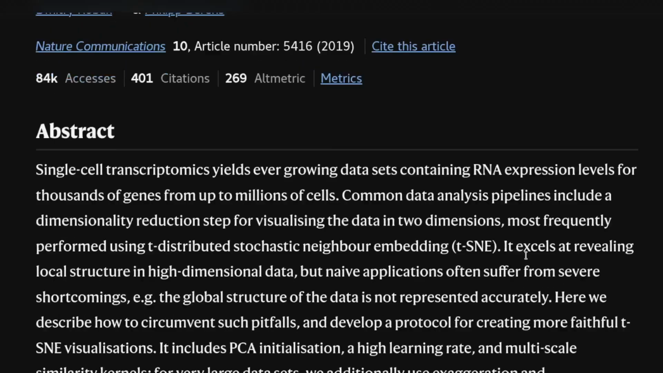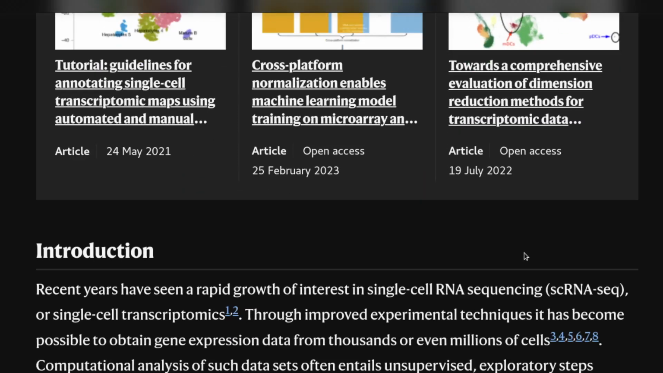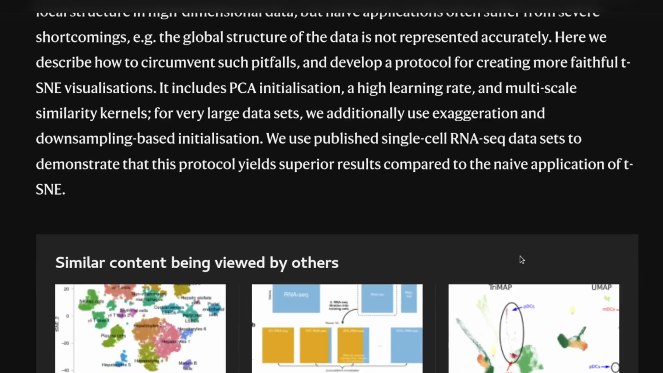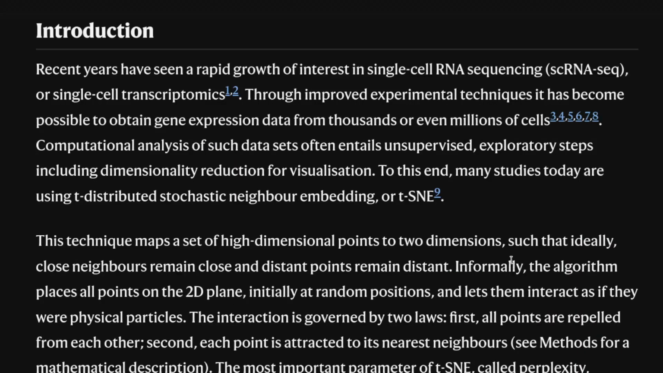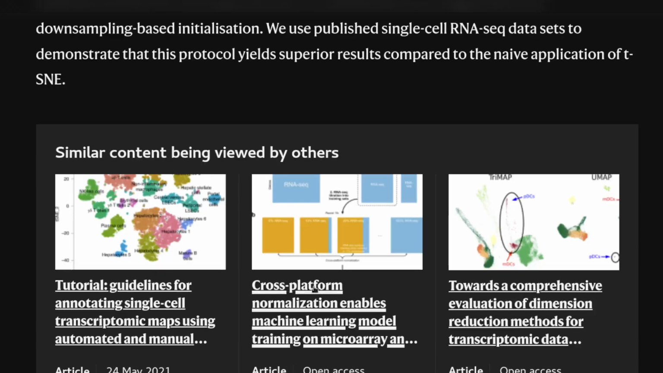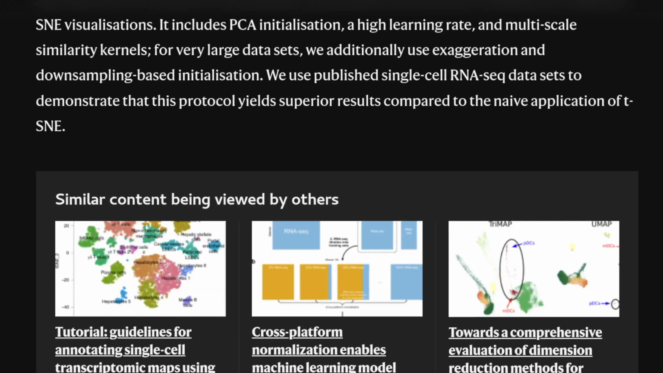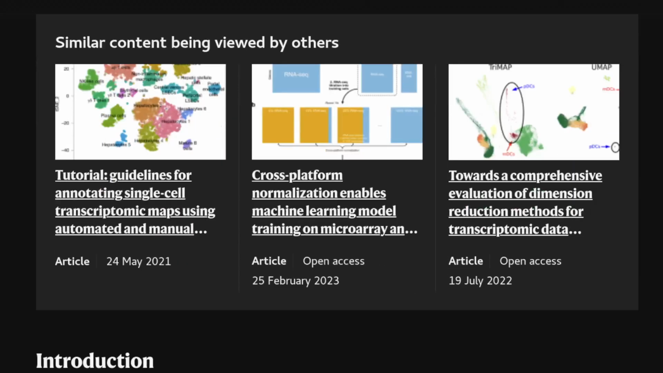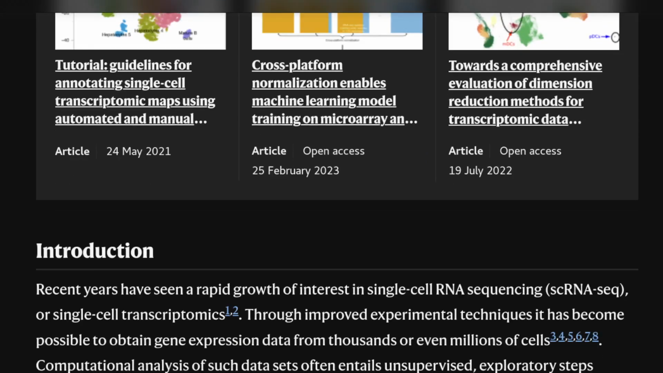Introduction. Recent years have seen a rapid growth of interest in single-cell RNA sequencing, RNA-seq, or single-cell transcriptomics. Through improved experimental techniques, it has become possible to obtain gene expression data from thousands or even millions of cells. Computational analysis of such datasets often entails unsupervised exploratory steps, including dimensionality reduction for visualization. To this end, many studies today are using t-distributed stochastic neighbor embedding, or t-SNE.